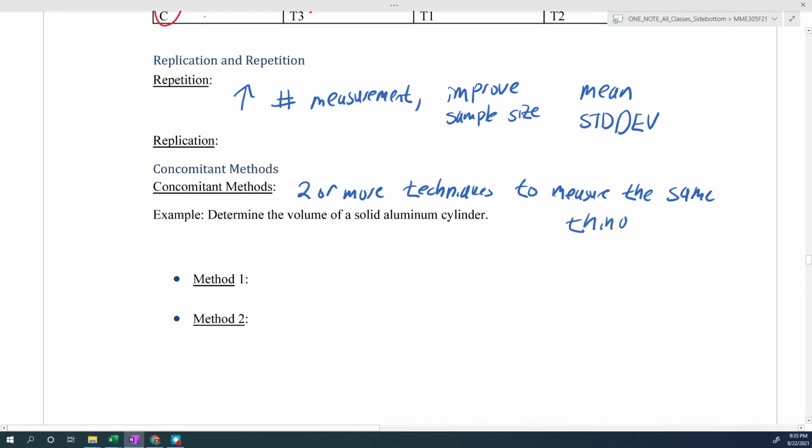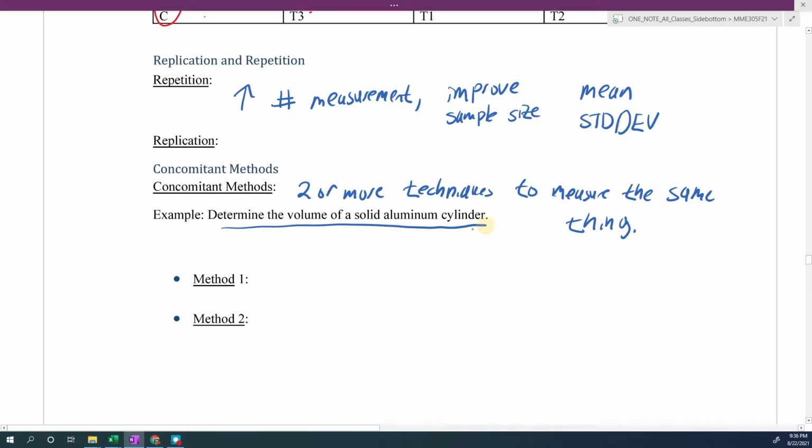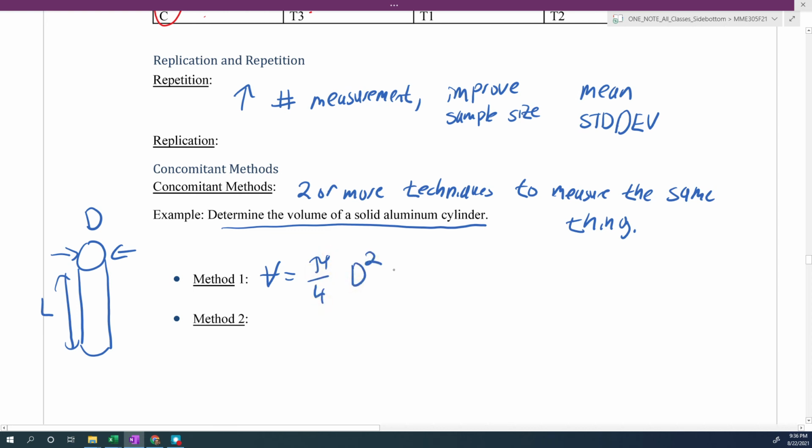For example, if you wanted to measure the volume of a cylinder of solid aluminum, you can do it two ways. The first way would be to measure the length of the cylinder and to measure its diameter. You know that the volume of the cylinder would be equal to pi over 4 times the diameter squared times the length. So you could evaluate the volume that way.